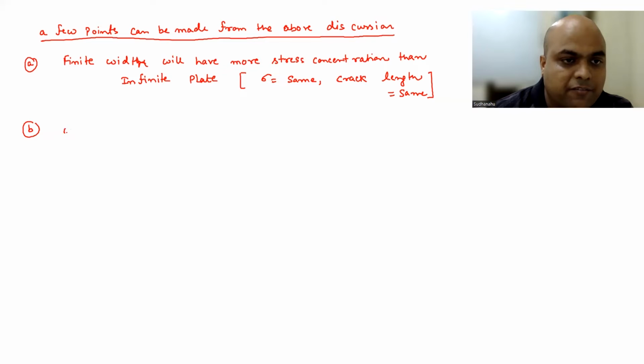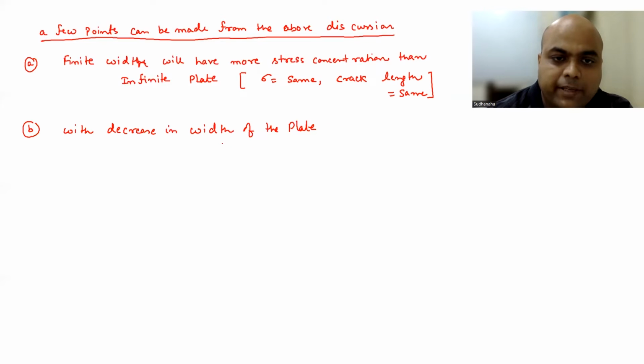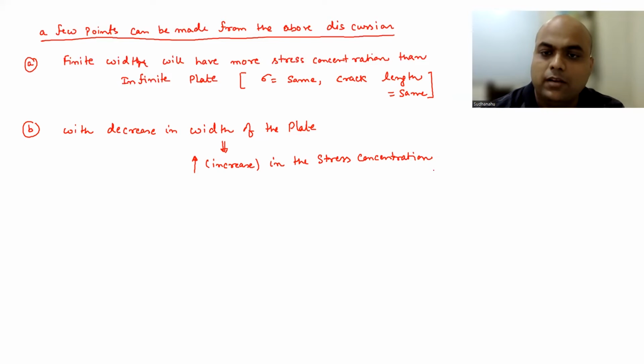Point B is that a decrease in the width of the plate will lead to an increase in the stress concentration, and this will lead to an increase in K. Again, we are having sigma the same and crack length the same.